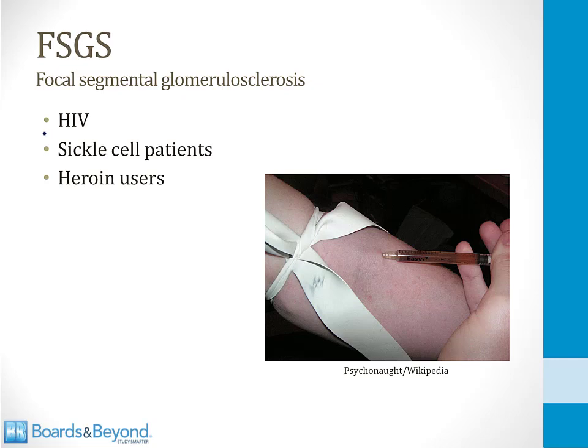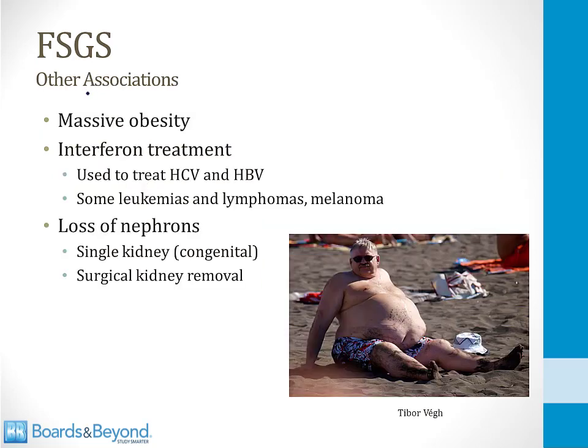FSGS can occur in patients with HIV, sickle cell anemia. It can also be seen among patients who use heroin. FSGS is also associated with massive obesity. It can also be seen in patients receiving interferon treatment. Interferon is used to treat chronic hepatitis C and hepatitis B viral infections. Interferon is also used to treat some leukemias and lymphomas and sometimes to treat melanoma. And then finally, FSGS is associated with loss of nephrons.